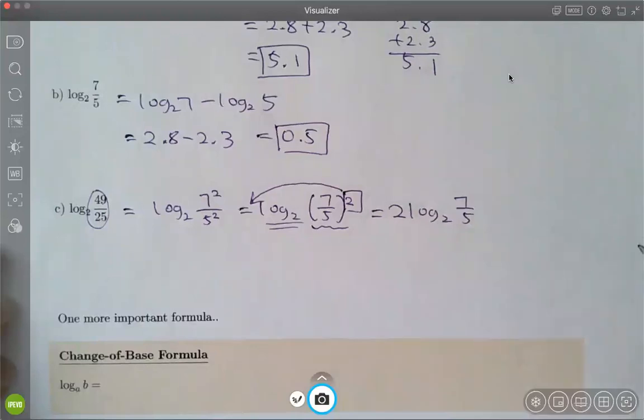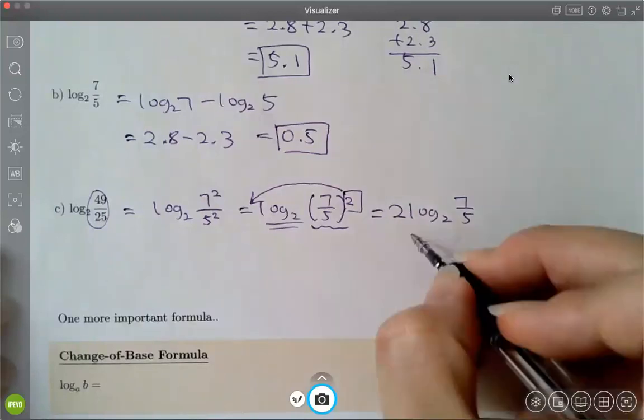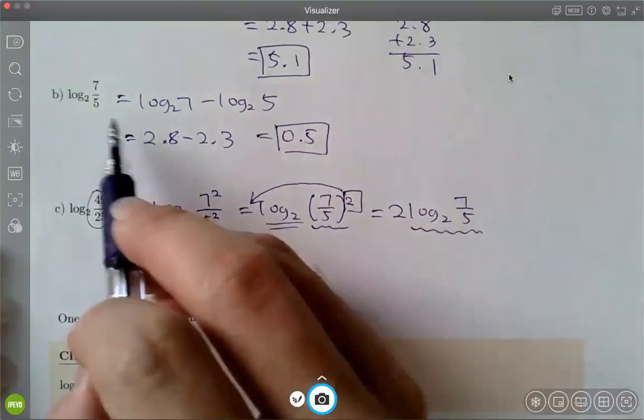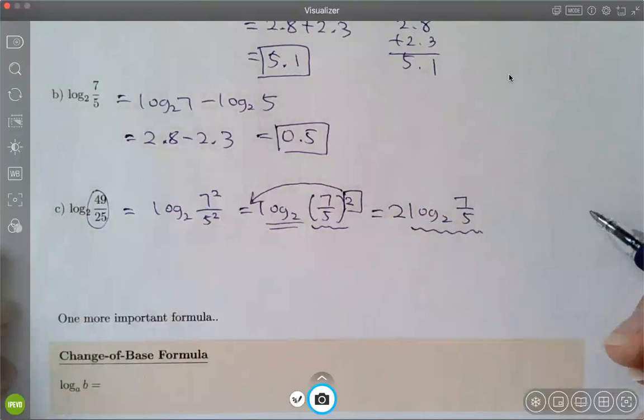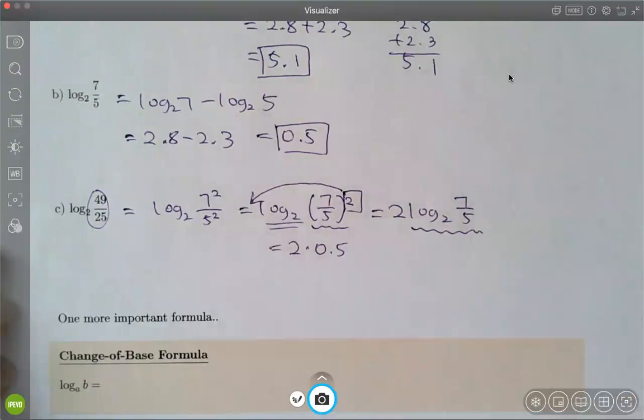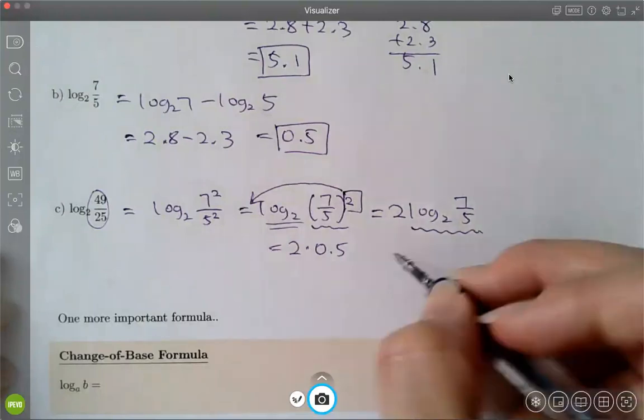Okay, and now, what is log base 2 of 7 over 5? Well, we just got it in part B, right? It's 0.5, right? So we have 2 times 0.5. And 0.5 means what? 1/2, right? And you're multiplying by 2 in front, so what's that equal to? 1, right?